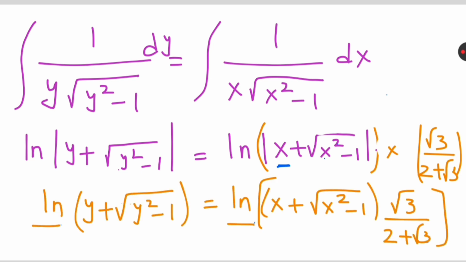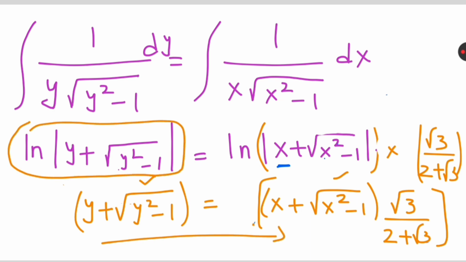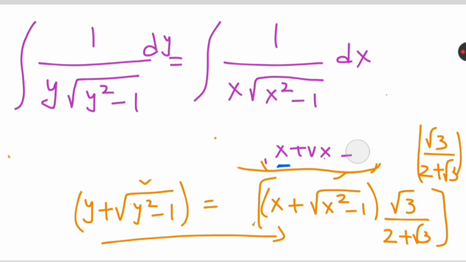Let's take antilog on both sides to get rid of this ln. So then we are left with only the y and x terms. But here we have a square root term and here we have a square root term. So it is difficult to simplify this long expression. That's why we should not take it in terms of ln of y plus square root of y square minus 1 and ln of x plus square root of x square minus 1. So that's what I said. This formula is not suitable for this question. So instead of taking this, we need to think of another one.